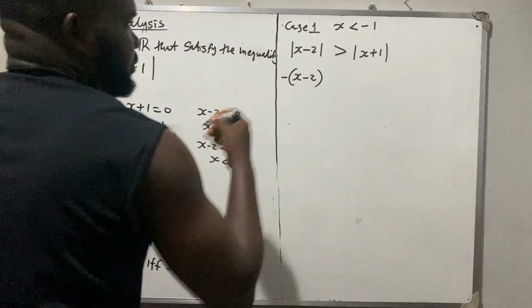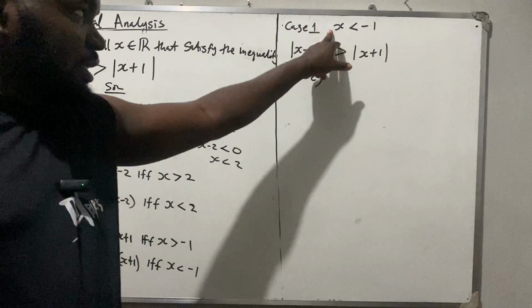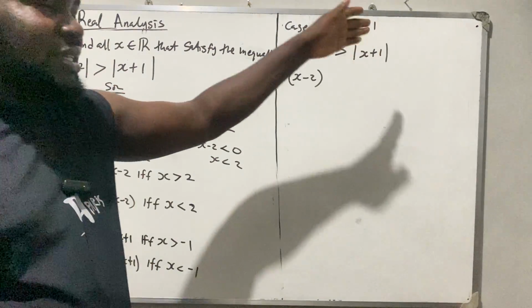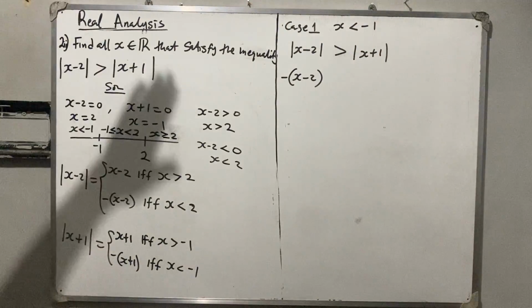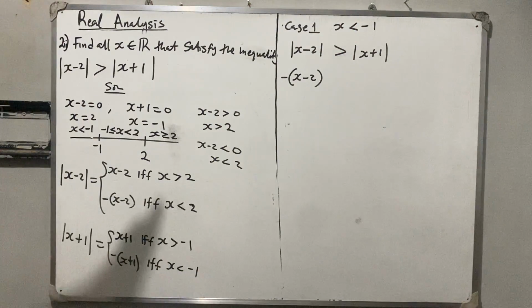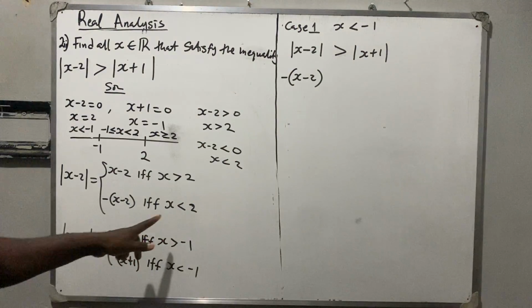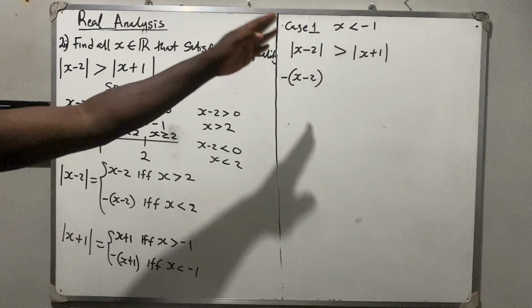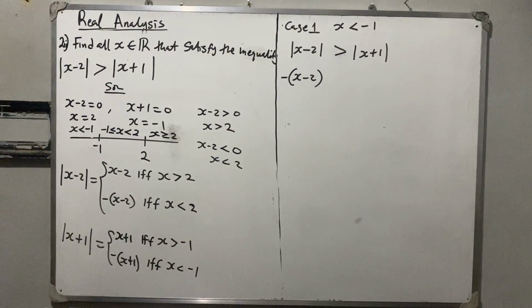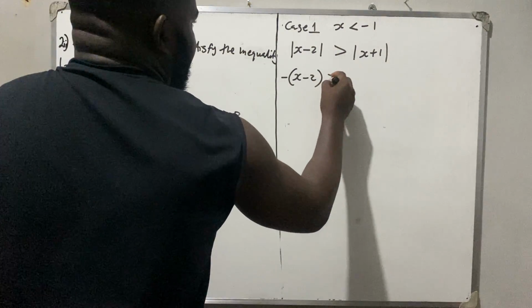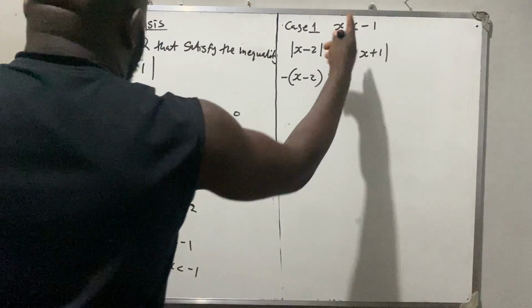Negative of itself. Do you understand what I'm saying? If x is less than minus 2, that is x is around minus 5, minus 2. So if it is less than that, obviously it is less than 2. Anything that is less than minus 2 is less than positive 2. So it is negative. If it is less than minus 1, we have already said it here.